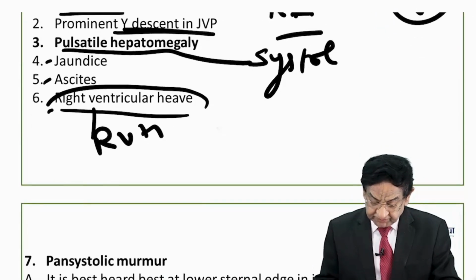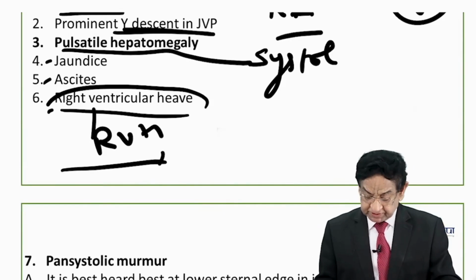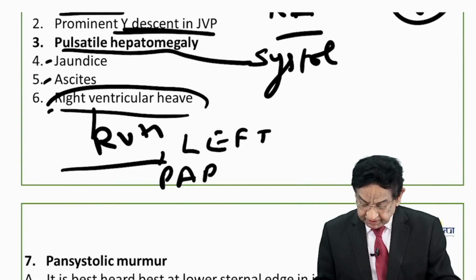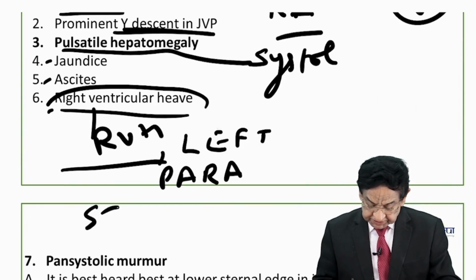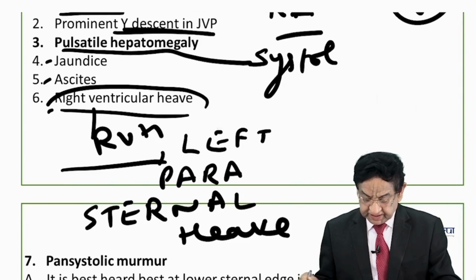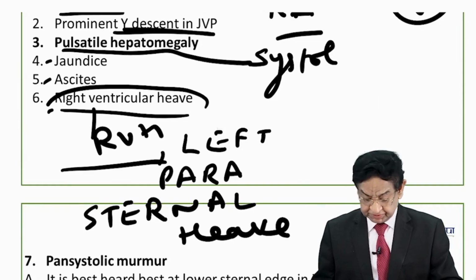And this will give you what? This will produce heave at what place? It will produce left parasternal heave. This left parasternal heave is due to right ventricular hypertrophy, and we got this in mitral stenosis also.